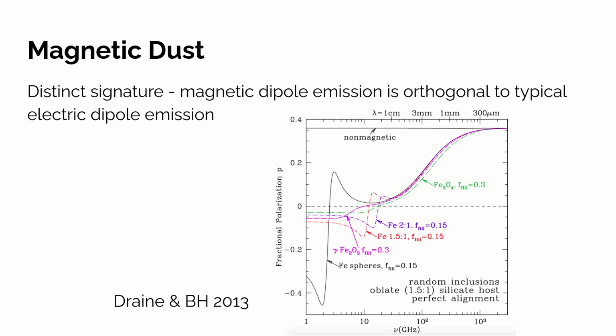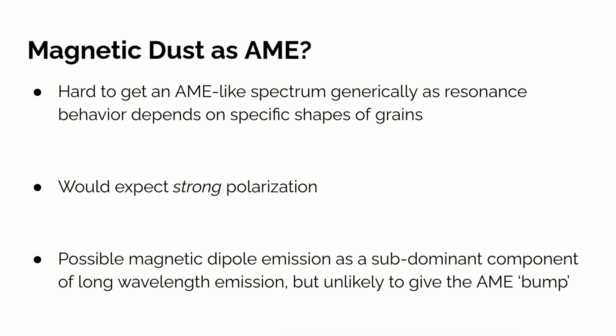If this is the case, we would expect a very distinct signature, such that the dipole emission is orthogonal to the typical electric dipole emission that we would expect from the spinning dust model, for example, or even the alignment of the thermal dust grains would be orthogonal to this emission as well. But is this even possible?